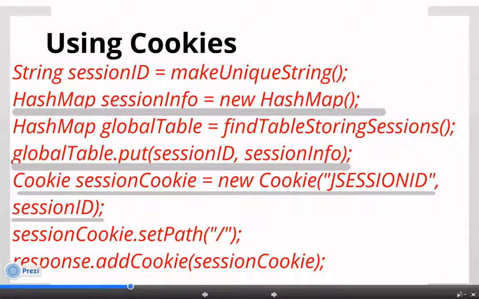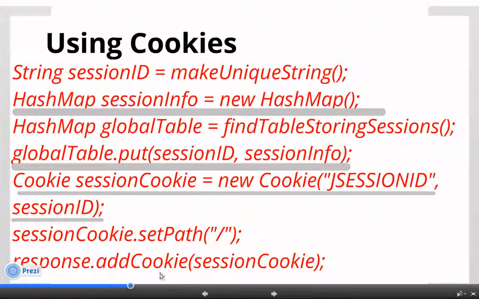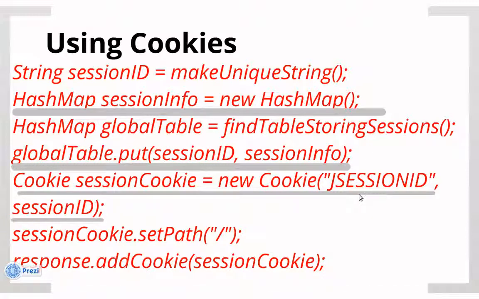This is how a session is maintained. We create a unique string, we create a hash map, and we store the session ID and session info in a table. We create a cookie with, say for example, JSessionID, and bind it with the session ID. This cookie is set to a path and is added to the response. So whenever a subsequent request comes, we can identify this session info using the cookie JSessionID. This is one way by which a cookie is used to maintain the session.